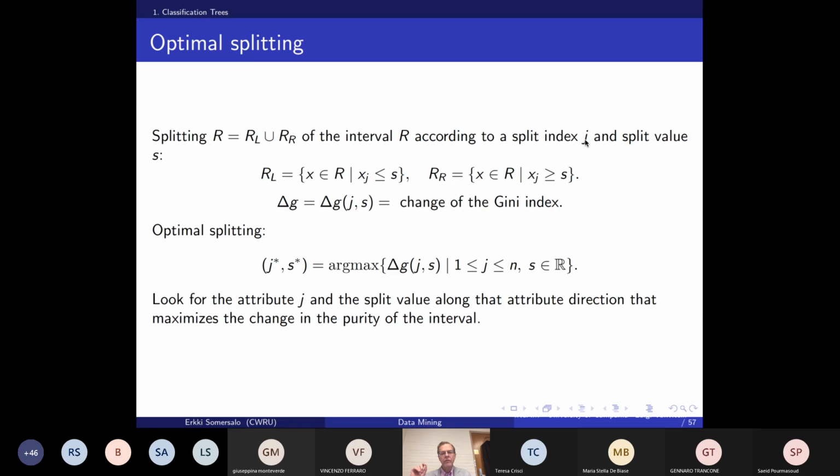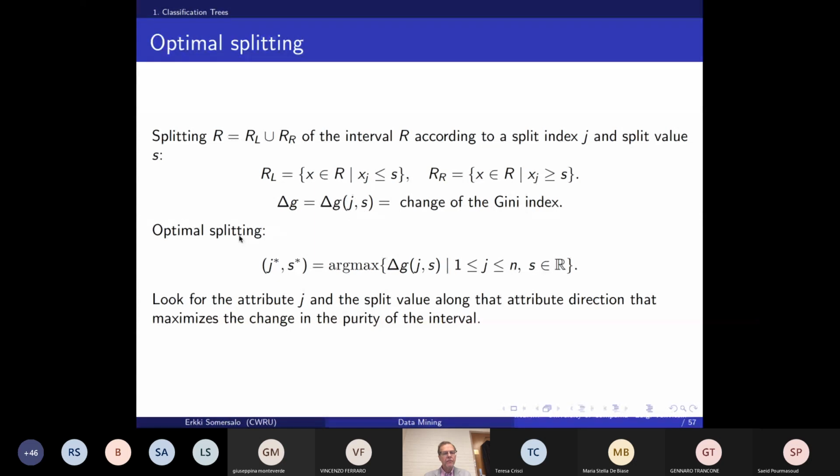So suppose you have one J, J equals 1, for instance, and then you choose a value S. So you are splitting your rectangle using J and S. And then you look at the change in the Gini index. Now the change in the Gini index depends on J and S. Okay, so this is how much the purity is improved when you split using the J attribute and value S.